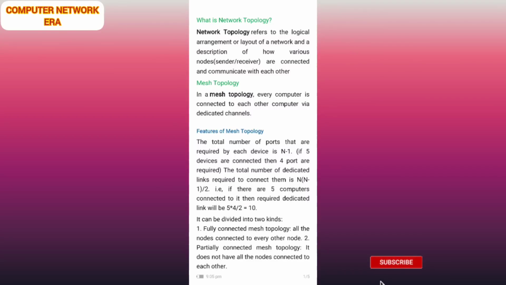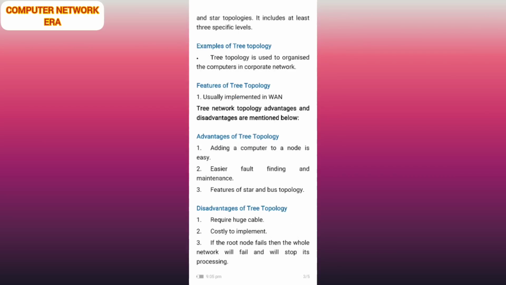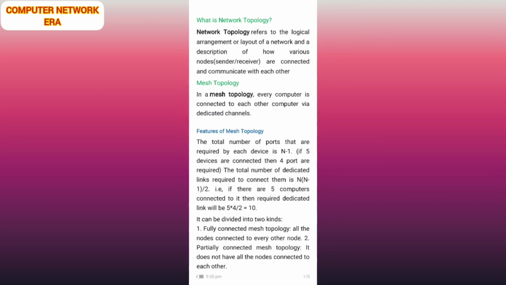We are on part 2, which covers network topologies. We discussed the first three topologies, which are bus, ring and star topology, in our previous lecture. You can go and watch that lecture first. Today we are going to discuss the mesh topology, tree topology and the hybrid topology. So first of all, let's start with the mesh topology.